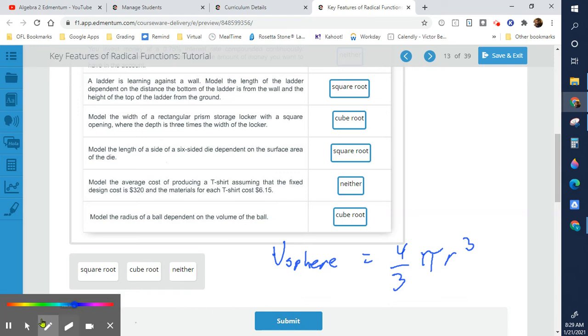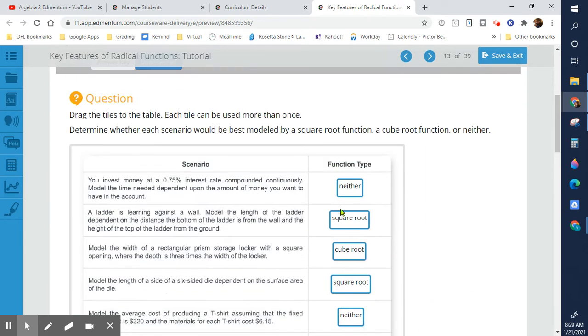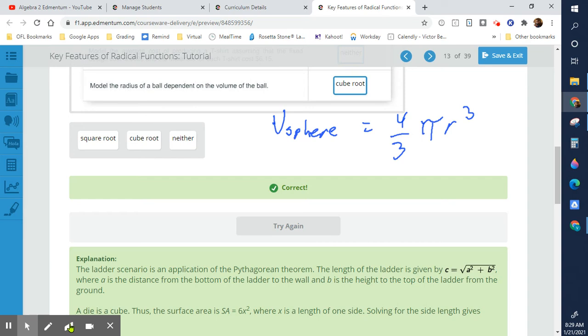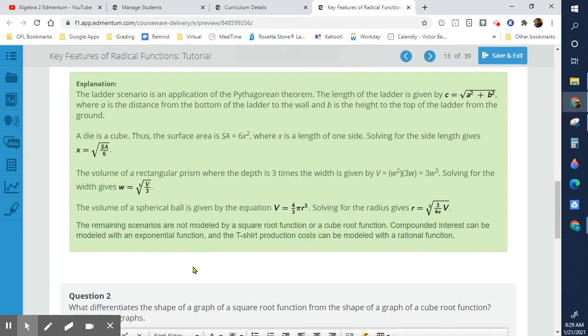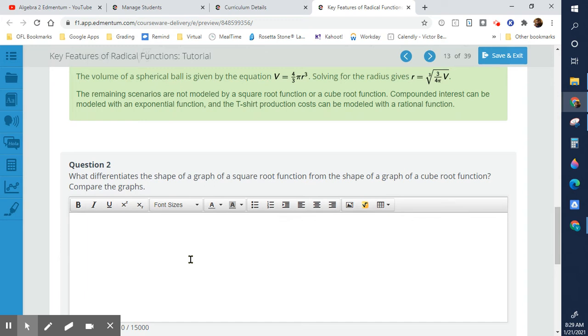All right, so that's a cubic root. Submit those. I was waiting for it to show my little check marks here, but they're correct, and you can always read up about it here. All right, so differentiate the shape of the graph of a cubic root function. Compare the graphs.